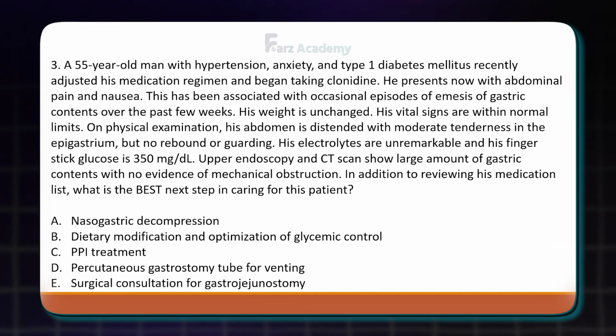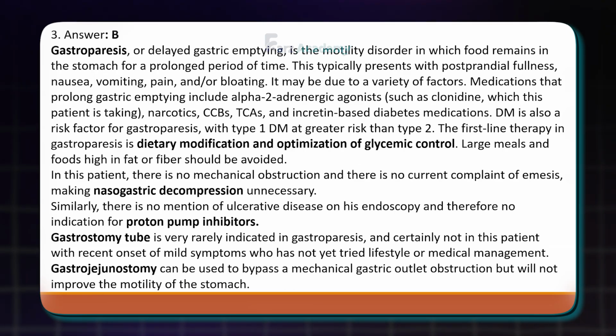The correct answer is B. Most of you have got it correctly. It's the dietary modification and optimization of glycemic control. Why is this the answer? If you know what exactly the case is, the diagnosis is gastroparesis. It is a delayed gastric emptying. It is a motility disorder in which food remains in the stomach for a prolonged period of time. This typically presents with postprandial fullness, nausea, vomiting, pain, and bloating. It may be due to a variety of factors such as medications that prolong gastric emptying, including alpha 2 adrenergic agonists.